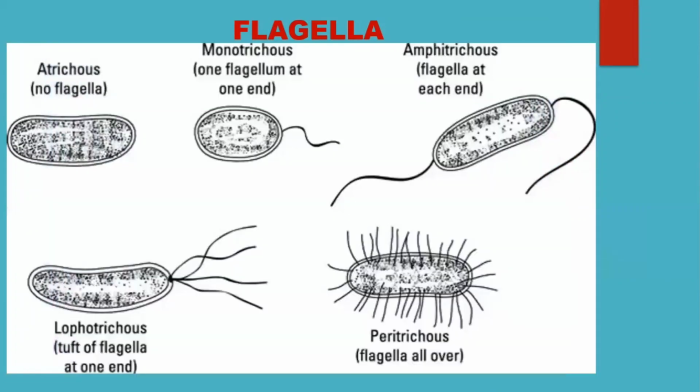Now remember, depending upon the position of flagella, we have atrichous, non-flagellated bacteria; monotrichous, only one flagellum at one end; amphitrichous, flagella at each end, diagonally opposite; lophotrichous, a tuft of flagella at one end; peritrichous means flagella all over. So this is a classification or grouping of bacteria on the basis of flagella.